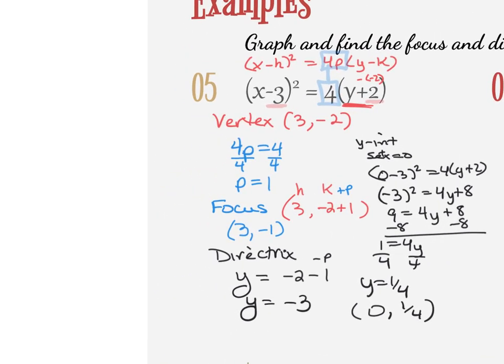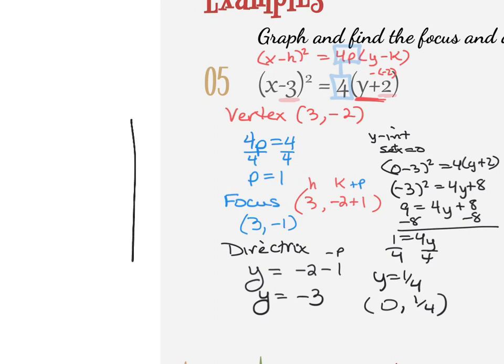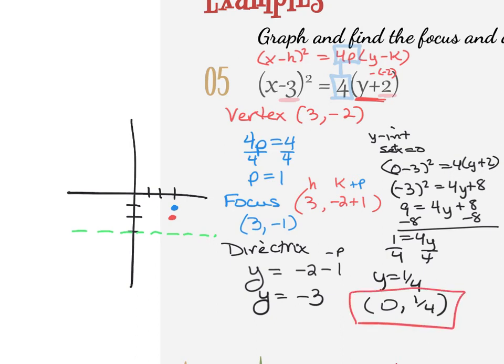So let's graph this now. Let me come over here to the side. I'll make a coordinate plane. I'm going to graph my vertex. So my vertex is at positive 3, negative 2. My focus point is at 3, negative 1. My directrix is the equation y equals negative 3. My y-intercept is 0 and then 1/4. So I can make my parabola shape.